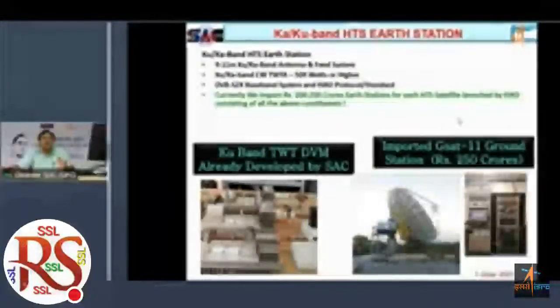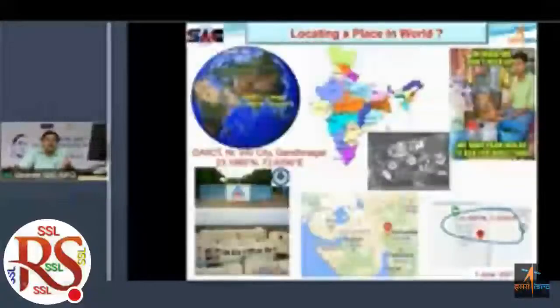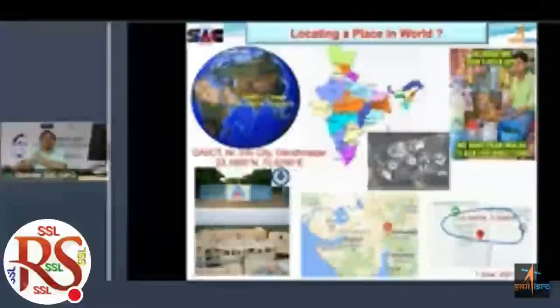So that is the aim. It contains a lot of antennas, feed systems, transmitters, receivers, and digital systems as part of this earth station. So as I said, the space segment is one part of the story, and the ground segment is another part. Now we move to satellite navigation very quickly.